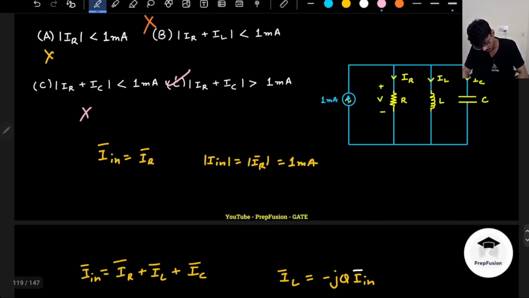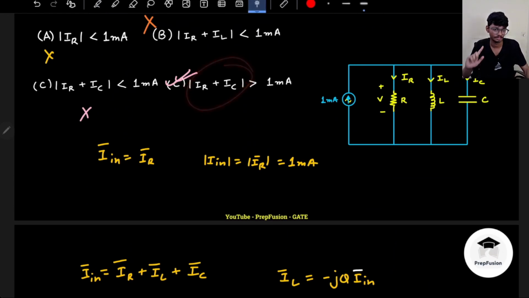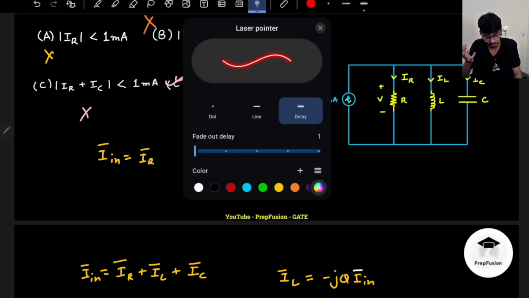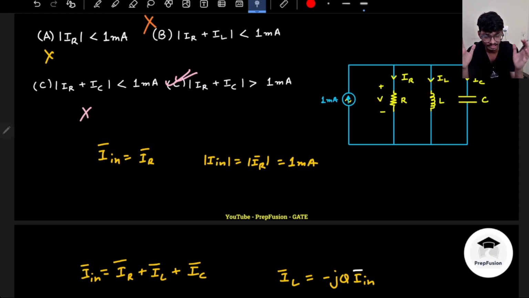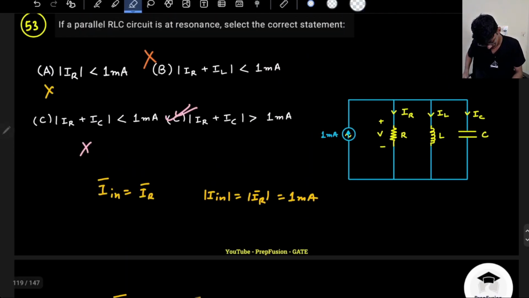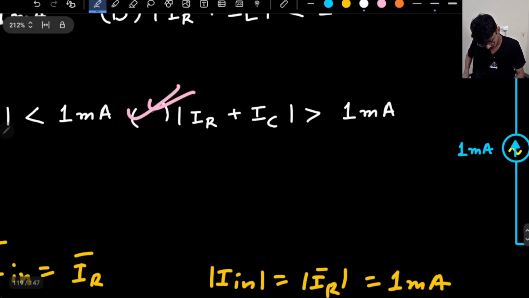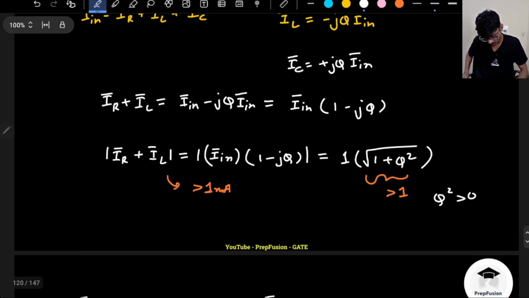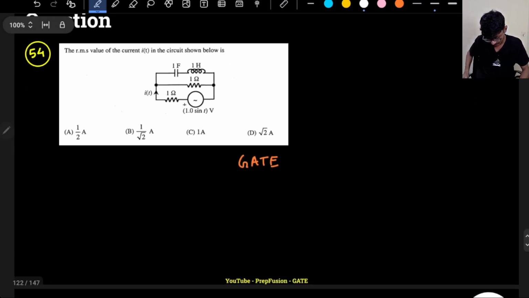This option is absolutely correct, that IR plus IC magnitude will be greater than 1 milliampere, and it makes sense as well because your IC will take more current than your IR, and if I take the magnitude, of course it will be somewhat more than the IN. That's why current magnification is happening. So option D will be the correct answer for this question. So this should be D, not C. This should be D. This was wrong. This should be D.